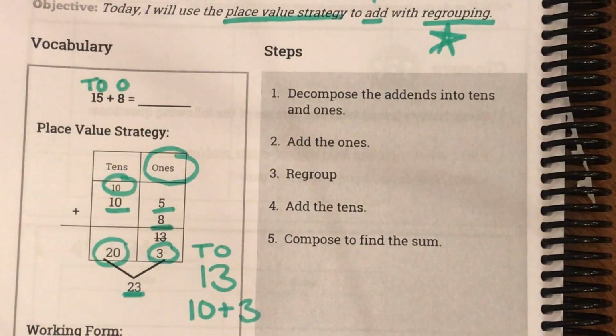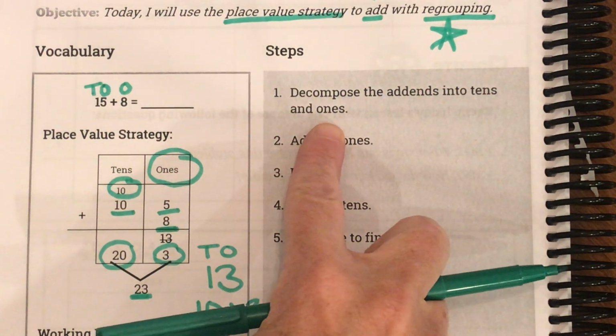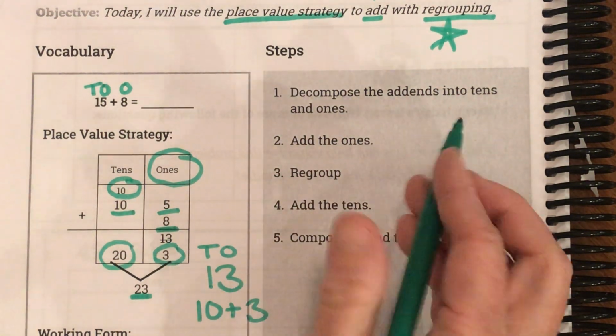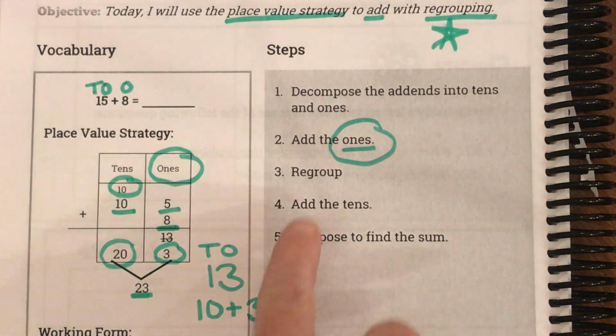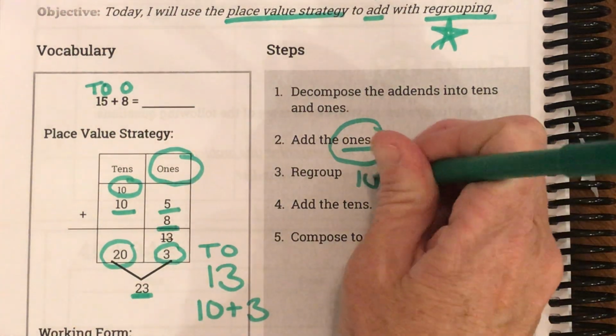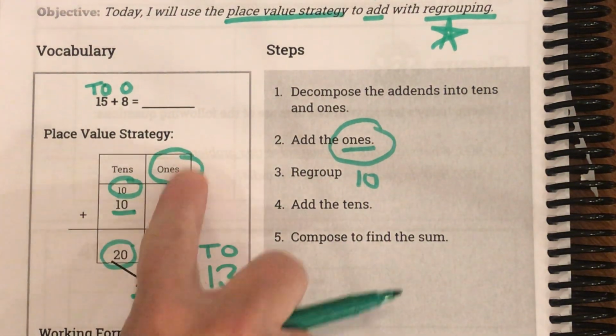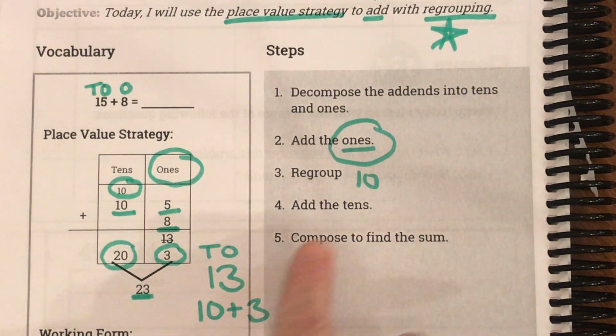Okay, so what were our steps today? To decompose the add-ins into tens and ones. Then to add the ones, we always start adding the ones first. And then regroup. And we regroup when we have a 10 in the ones column. So when we have a 10 in the ones column, we have to regroup. And then we add the tens, and then we compose to find the sum.